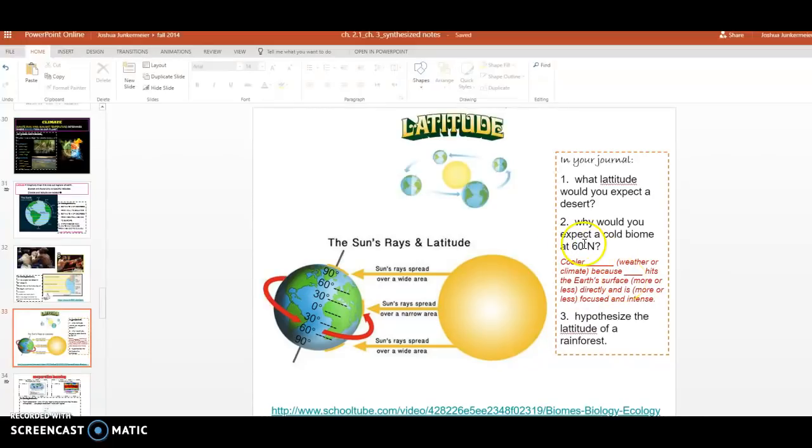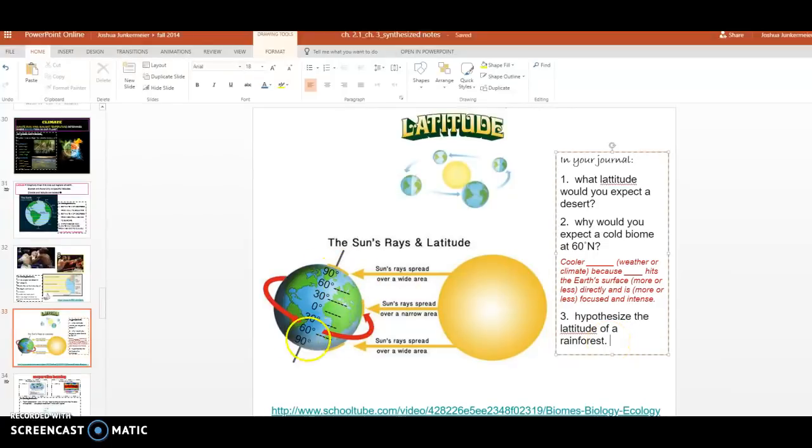And at 60 degrees north, are you getting more or less of that? And so is it hitting more or less directly, and is it more or less focused and intense? Choose more or less as you think you should for both to complete the sentence. So feel free to copy the sentence and fill in the blanks or choose the correct answers to have your response.